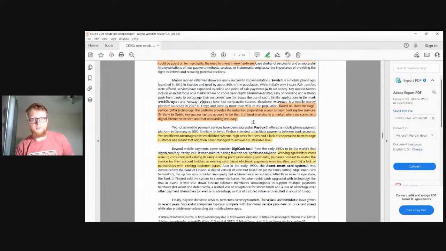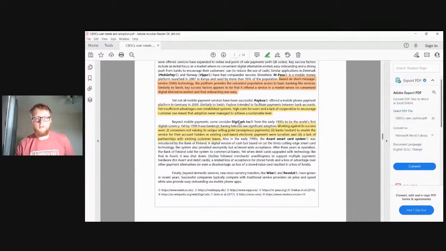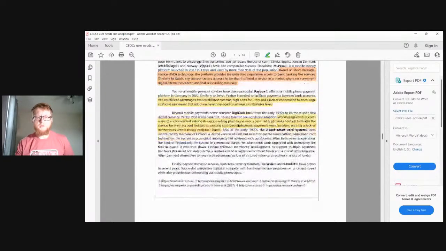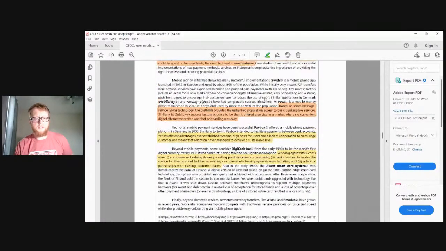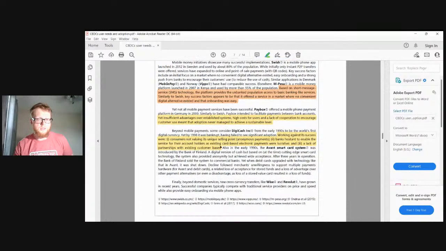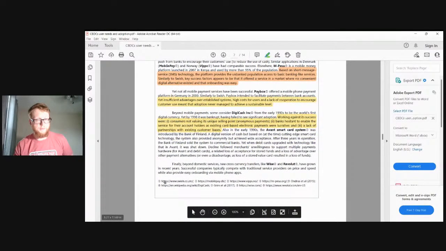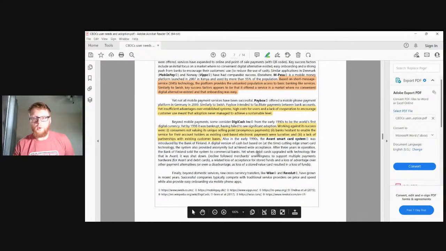Key success factors appear to be that it offered a service in a market where no convenient digital alternative existed and that onboarding was easy, right? People are going to take the path of least resistance. So those were some examples above. If you want to look into them more specifically, they leave sources with actual links that you can click on. And of course, I'll link this PDF in the description, like always, so you can find your stuff if you want to look more into it, right?